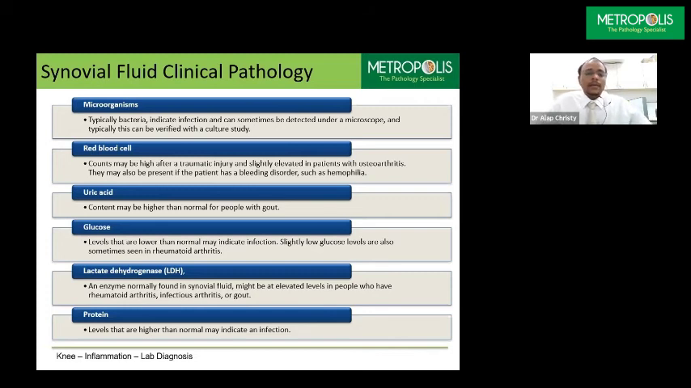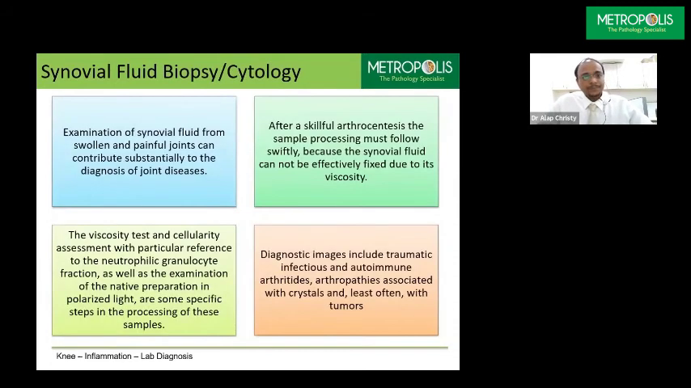Now, RBC count may be high after traumatic injury and slightly elevated in patients with osteoarthritis. Uric acid, as we told in gout. Glucose that is lower than normal may indicate infection. LDH level, which is an enzyme found in synovial fluid, may be elevated in people who have RA, infectious arthritis or gout. So LDH in synovial fluid is a very good indicator of these diseases. Protein levels higher than normal may indicate an infection.